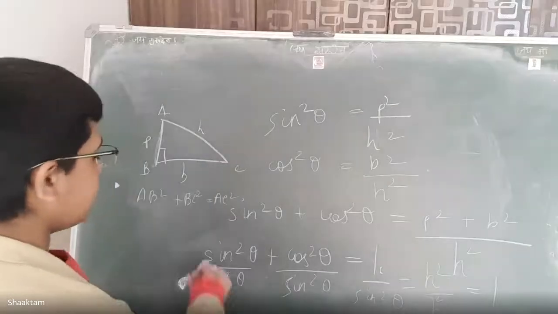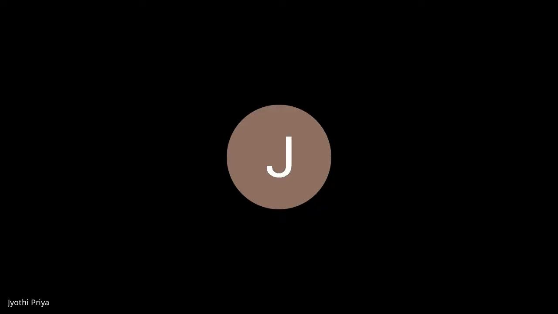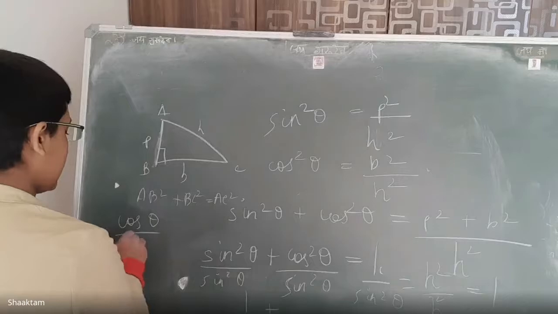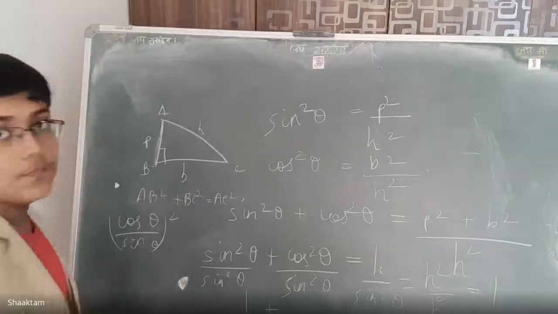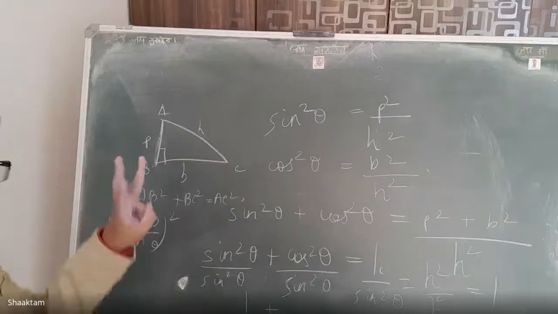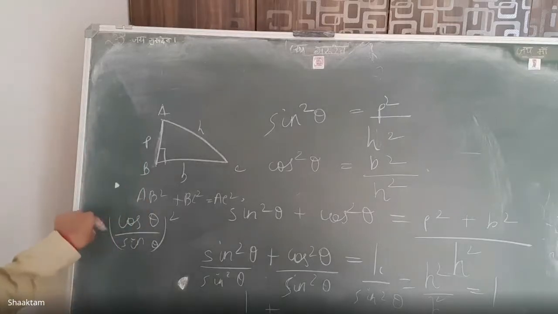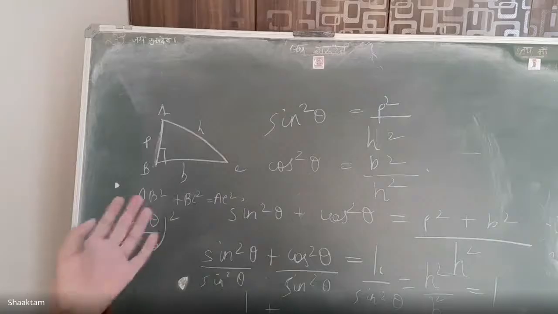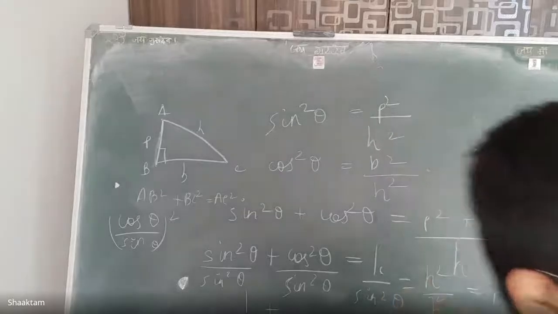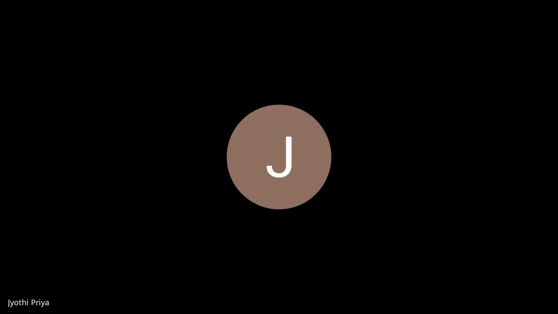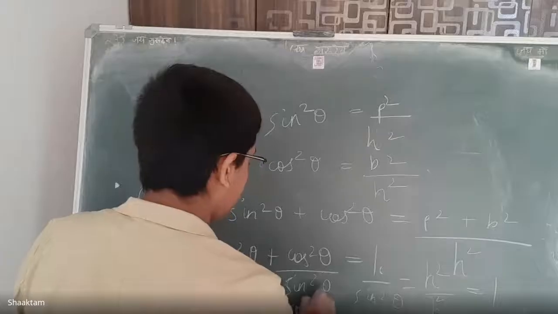Sine square theta by sine square theta will obviously be 1, correct? Cos square theta by sine square theta. What I mean by this is cos theta by sine theta whole square. Now, cos theta by sine theta is what? Among cos theta, cosec theta, and tan theta, which one's value is also equal to cos theta by sine theta? Flip your pages and see. Cos theta by sine theta is equal to another trigonometric ratio of theta. It was cot theta, right? Yeah. So, cos square theta by sine square theta will be cot square theta.